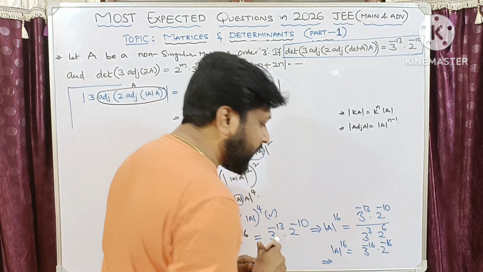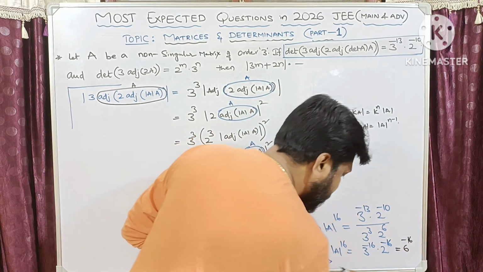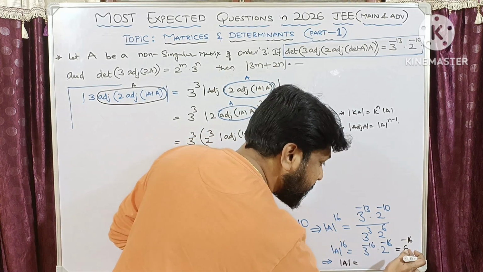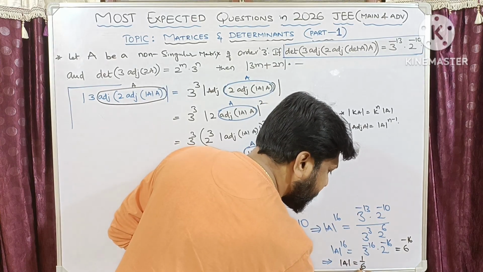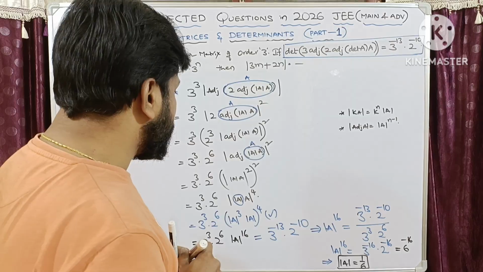So what can we write from that? Determinant of A is equal to (3 into 2), that is 6, power minus 16 over 16, so det A is 6 to the power of minus 1, and hence it is 1 by 6. Det A value is 1 by 6. Now you are going to use the second result.